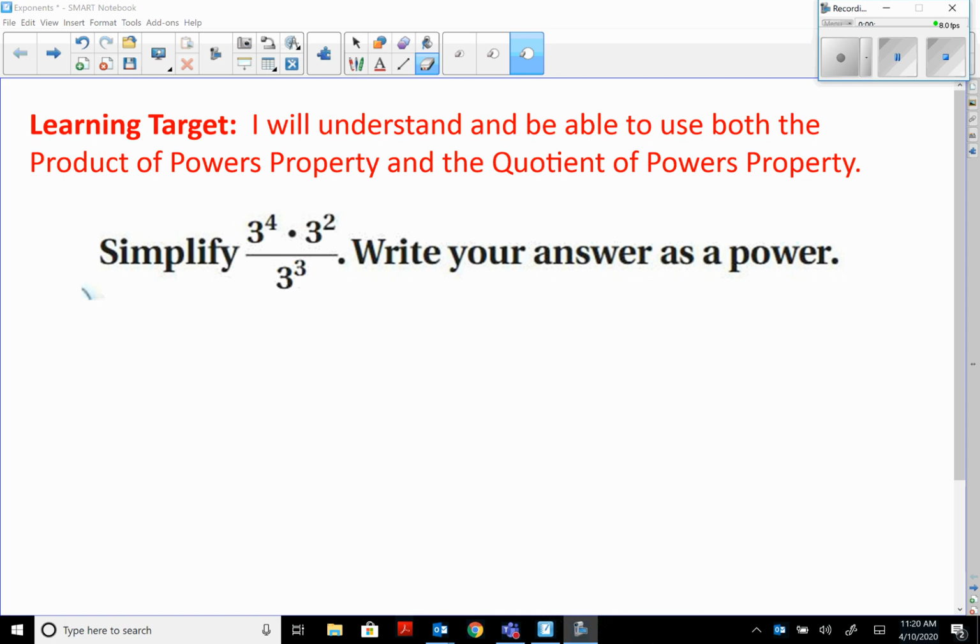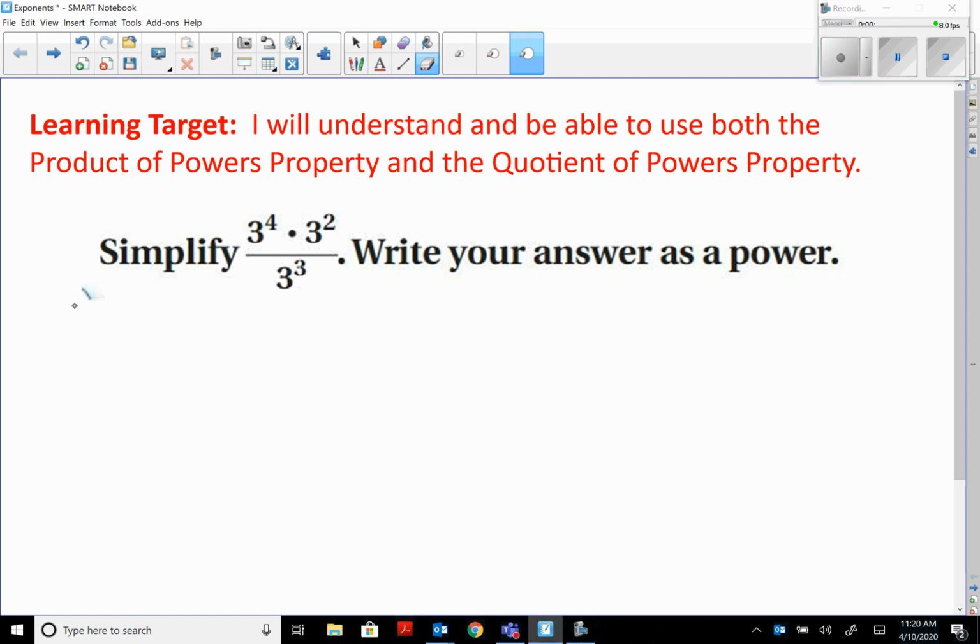Okay? Now, the great thing about combining all these exponent properties, and you're going to learn a lot more, is that it actually doesn't matter what order you do them in. It's not like order of operations where you have to do it in a certain order. So I'm actually going to do this one problem two different ways and show you that you'll still get the same answer no matter what.